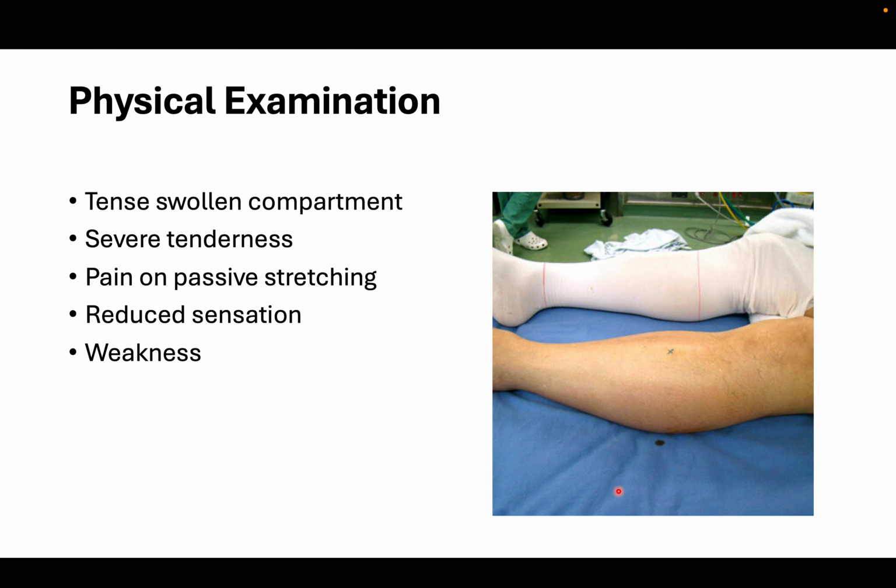In the physical examination, you will see there is a tense, swollen compartment, severe tenderness, pain on passive stretch, reduced sensation, and weakness, as shown in the image. This is the leg of the patient showing the tense swelling, because the skin is shining and tense with a lot of swelling.